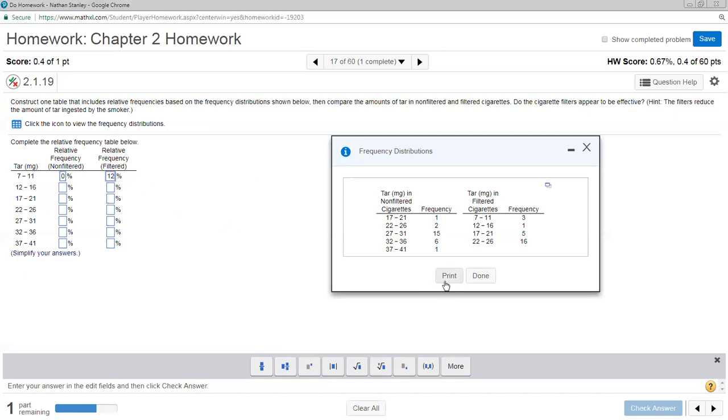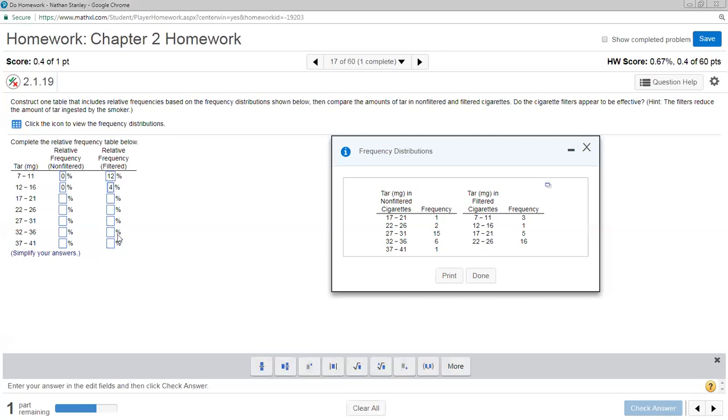Next, let's move on to the range of 12 to 16 milligrams. Notice that that is nowhere to be found among non-filtered cigarettes. So we would put a 0 for its relative frequency. However, among filtered cigarettes, there is a range from 12 to 16, and there is 1. And so to find relative frequency, we would take 1 divided by 25, and then take that times 100 to get a relative frequency of 4%.